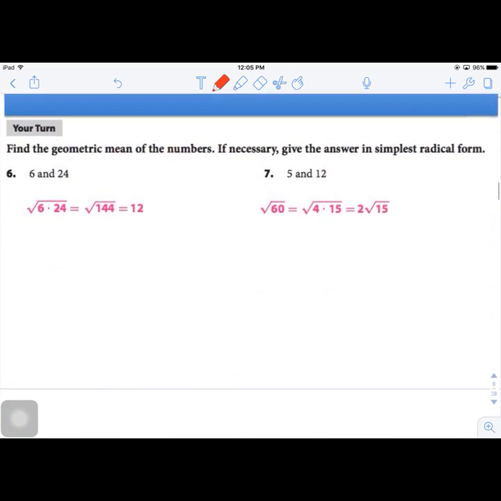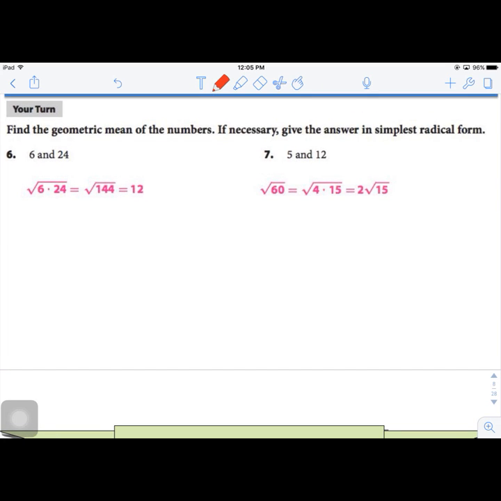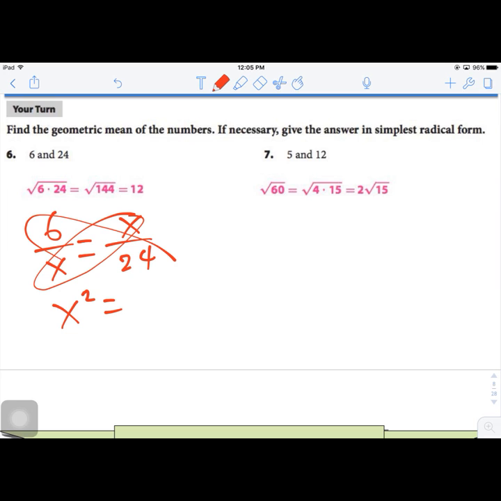Let's try another one. 6 and 24. So we have 6 over x is equal to x over 24. Cross multiplying, I have x squared equals 144. And taking the square root of both sides, I have x equals 12. So 12 is the geometric mean between 6 and 24. You need to pause the video at this point and try this next problem before you look at the answer.